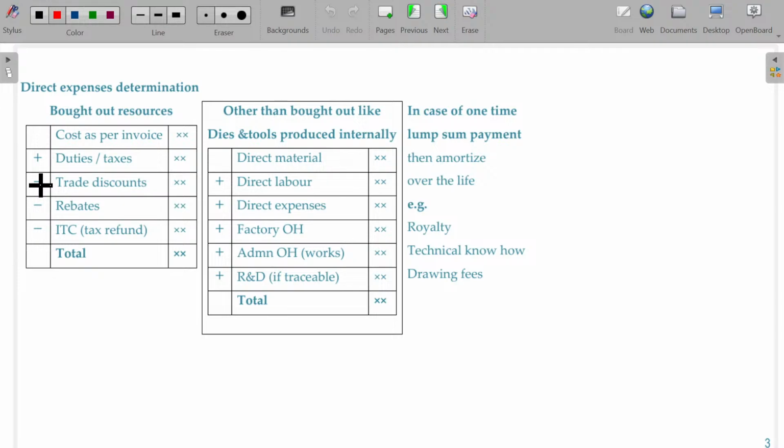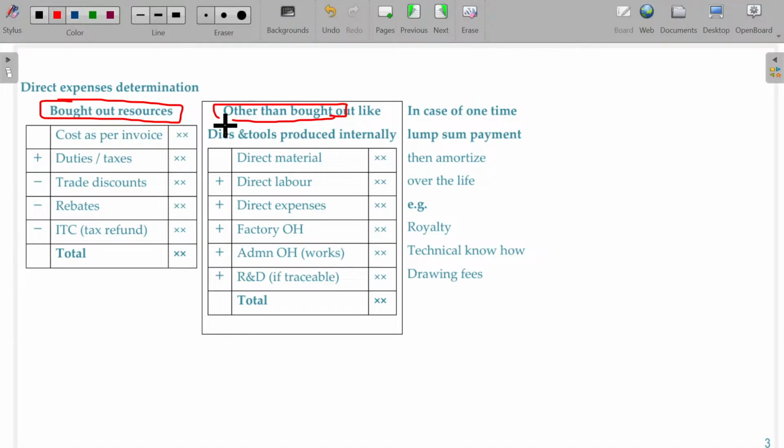Now, direct expenses determination. Sometimes we may have bought out resources. Sometimes we may have other than bought out resources. Other than bought out. Okay. Some item may be purchased, especially for this job, not being the direct material, direct labor.